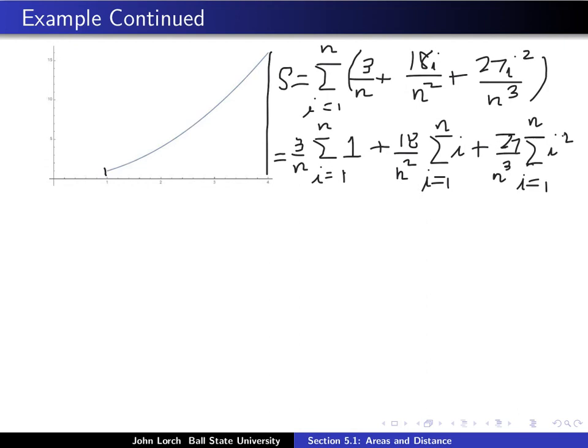And now we're ready to use those formulas that we learned on the previous slide. If we add up n ones, that's just the same as n. That's the very last formula I discussed on the previous slide. And then the 18 over n squared doesn't change. But if I add up the first n natural numbers, 1 plus 2 plus 3 up through n, that is n times n plus 1 over 2.